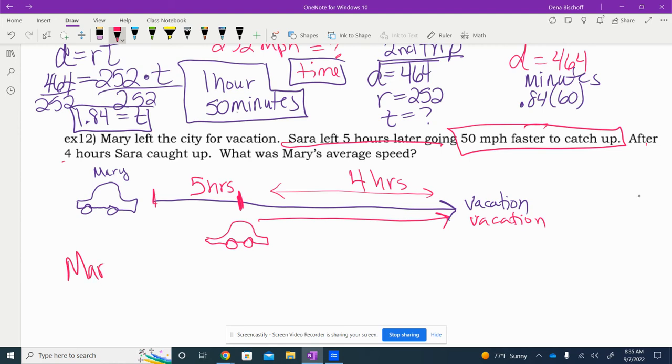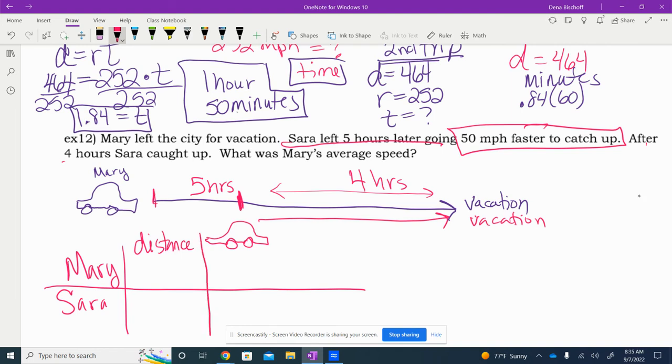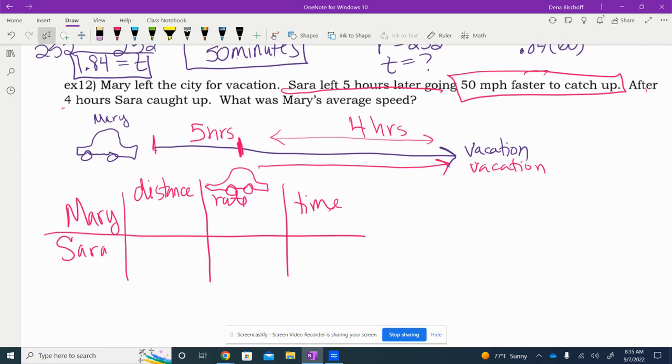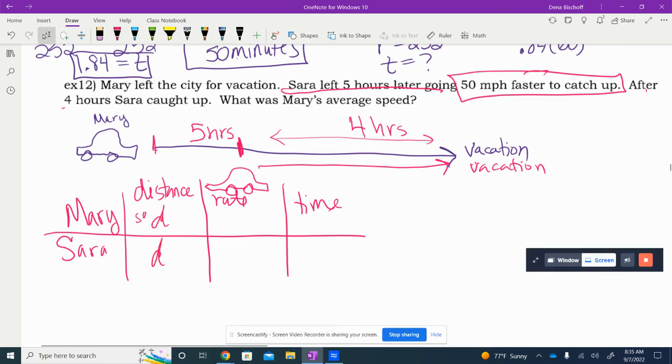So I think sometimes it makes sense to make a chart. I don't know if that works for you, but remember we're going to do distance, rate, and time. So what do we know about their distances? What do we know about their distances? Their distances are the same. So I'm just going to use the variable d for right now.